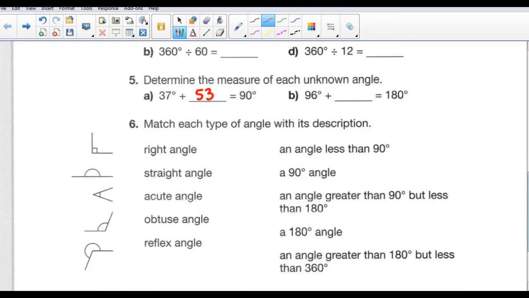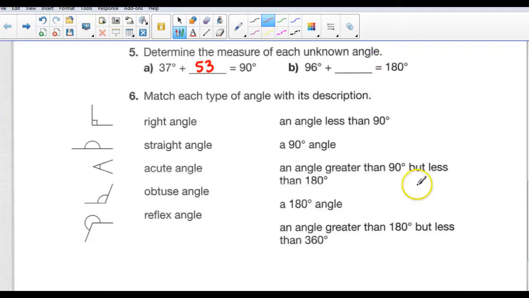Match, number 6, match each type of angle with its description. Okay, so a right angle. We all know that a right angle has a 90 degree angle, has this symbol in here, the little square, the box in the corner, so let's match it up. So a right angle is simply a 90-degree angle. Let's just draw a little arrow to that one.